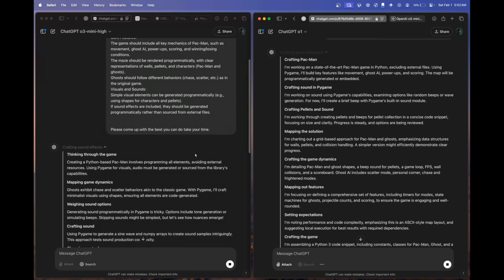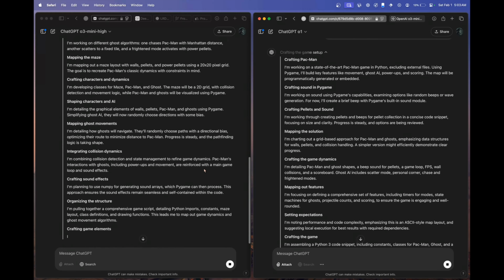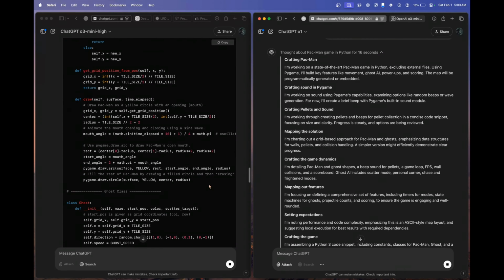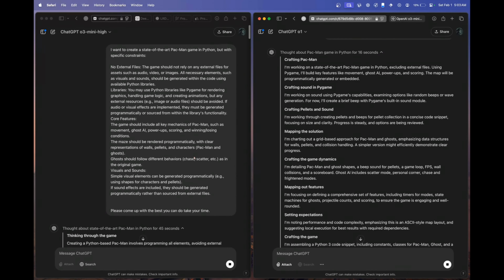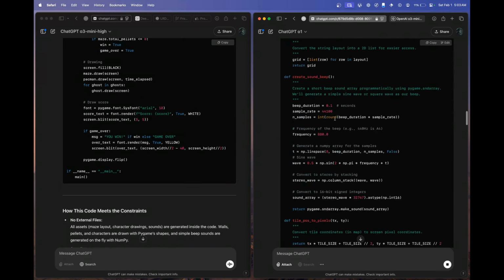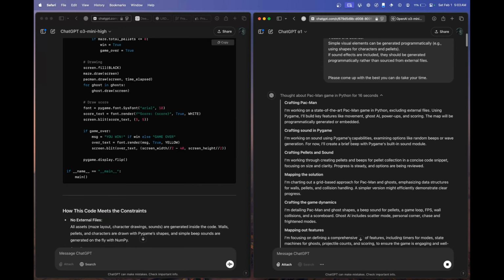Meanwhile, let's see, can O3 Mini come up with a better version? I'm really excited because it has been quite a while since I've seen a good version of this game. Okay, so OpenAI O3 Mini is done thinking and it has thought for around 45 seconds. Meanwhile, O1 is also done thinking and it has thought for only around 16 seconds.